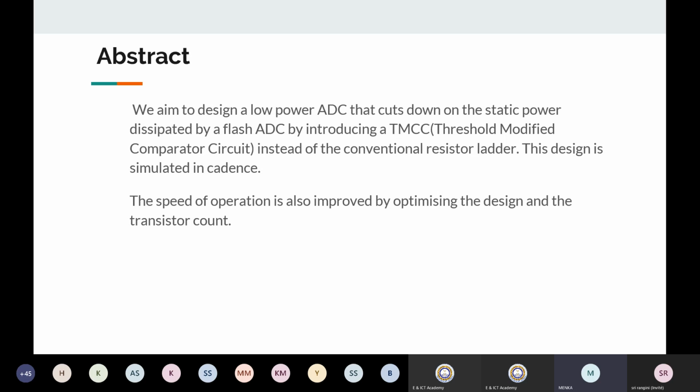So 0 to 1.8 volt is your uh, am I audible, sir? Am I audible? Yes, ma'am. Yes, ma'am. Audible. Fine, sir.